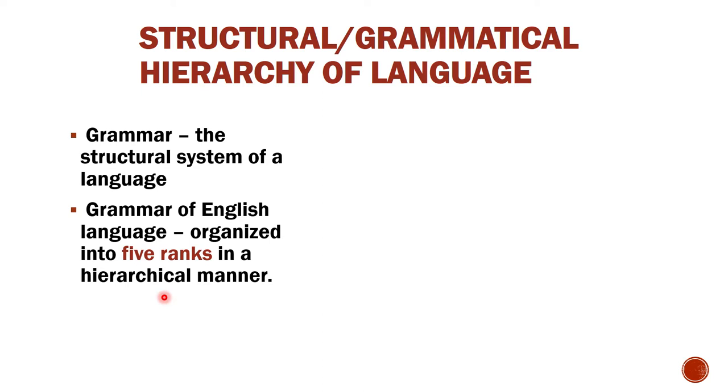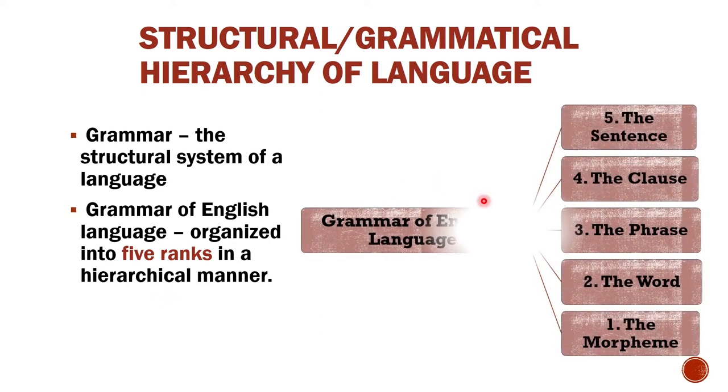All right. So let's get to the structural grammatical hierarchy of English language. If you see, there's a diagram to your right side. Here we can see that if you follow the numbers, the first thing that the English language has as far as the structural system of a language is concerned is called the morpheme. Now, what is a morpheme? Morpheme is actually the smallest unit of meaning that a word can be divided into. Let me repeat. The morpheme is the smallest unit of meaning that a word can be divided into.